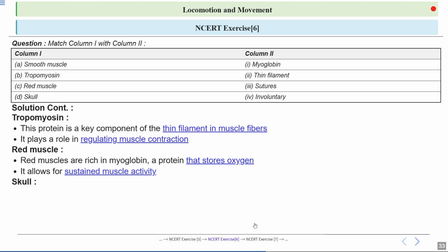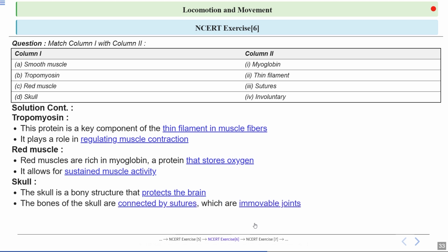Let's talk about the skull. This is a structure everyone is familiar with. Let's see what makes it unique in terms of its connection. The skull is a bony structure that protects our brain, acting like a helmet. It is made up of several bones that fit together tightly to keep our brain safe from any kind of injury. The bones of the skull are joined by sutures, which are like seams that don't move. These immovable joints keep the skull rigid and strong, ensuring our brain stays protected.